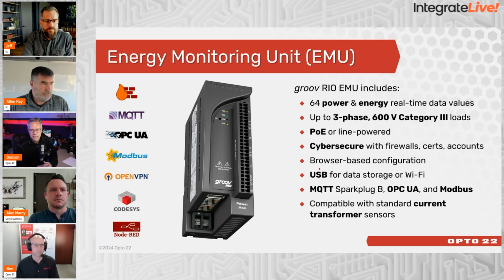Up to 3-phase, 600 volt category 3 device. And what that means is if you have what are typical in manufacturing facilities, large 3-phase 480-volt loads, you can connect those directly up to this device. You don't need potential transformers or to knock a high voltage load down to something smaller to be able to read the data. You can land 480-volt 3-phase directly to this device.